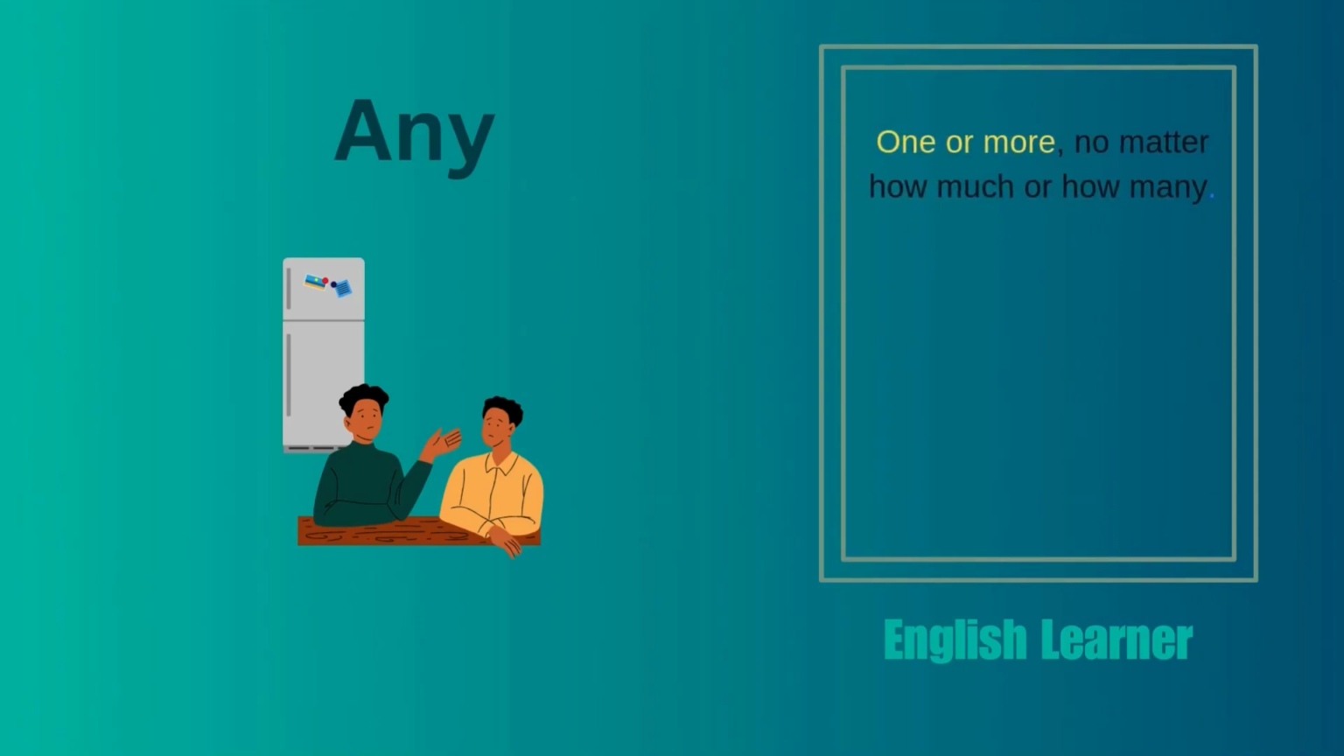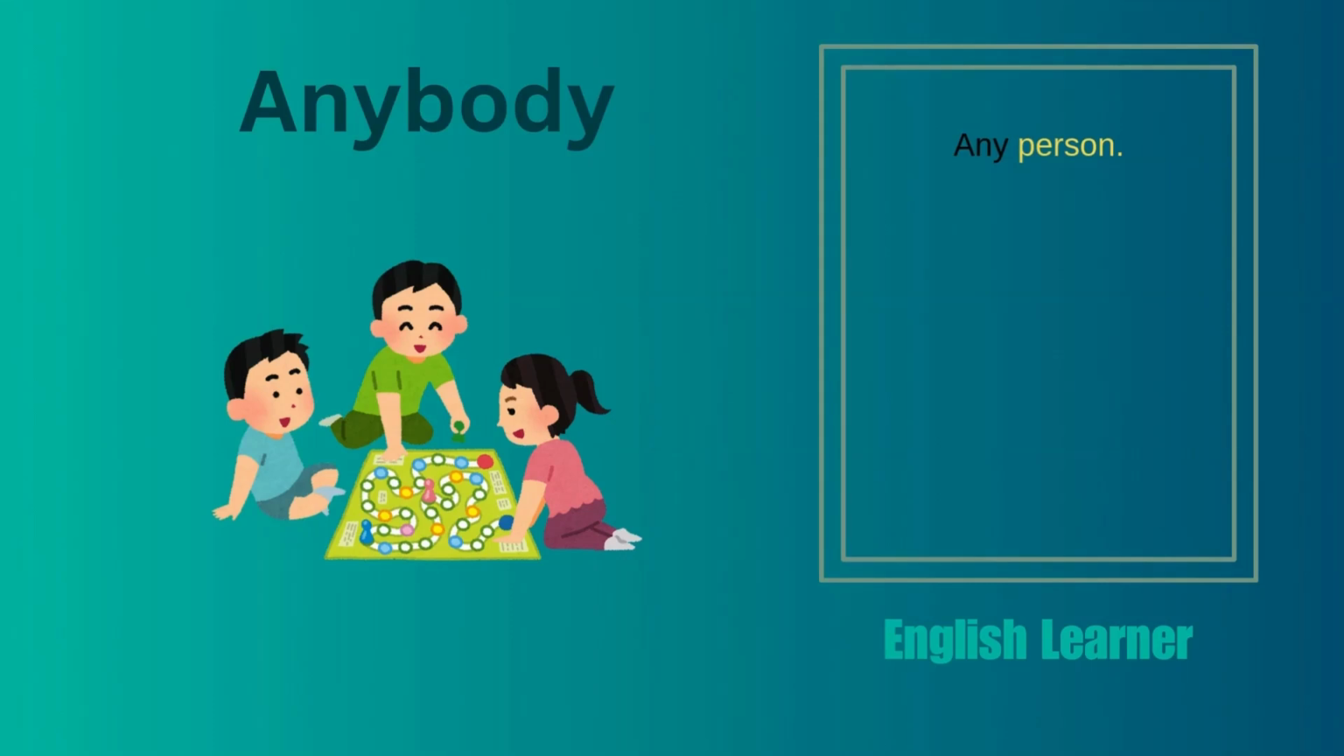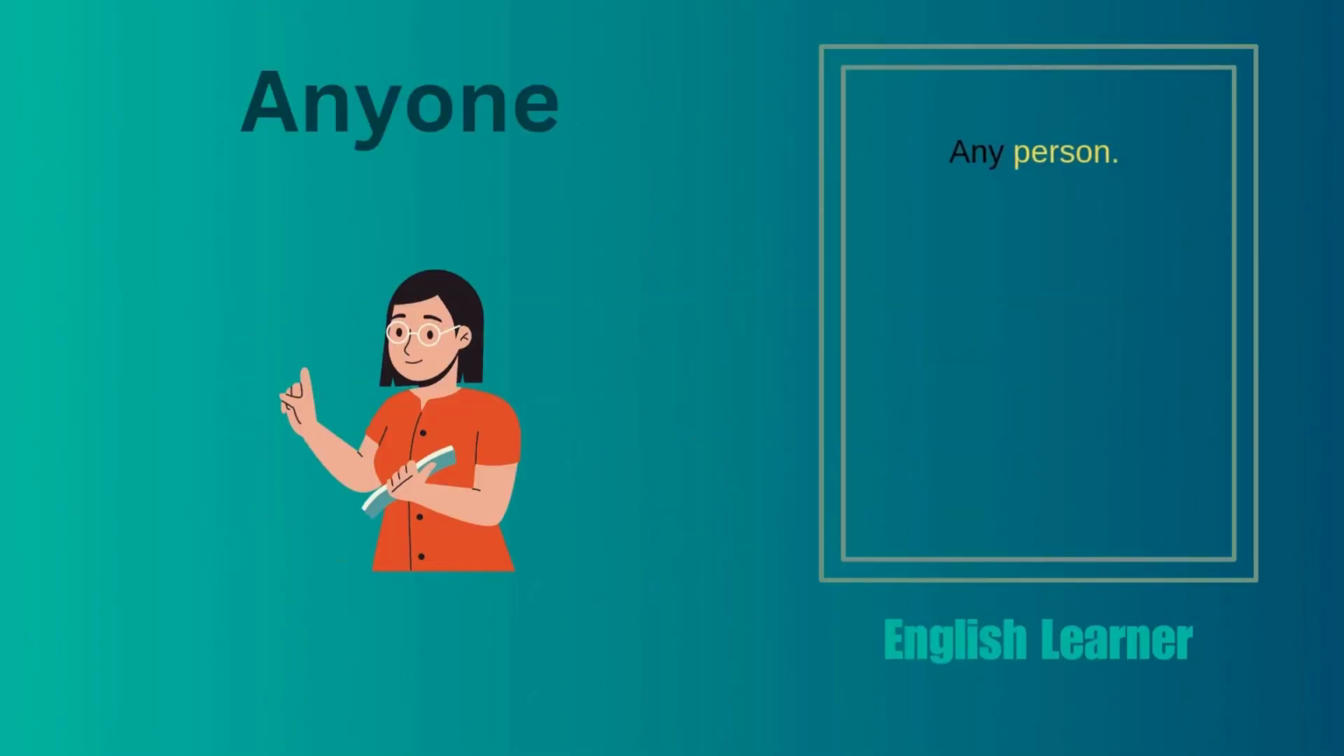Any. One or more, no matter how much or how many. Example. Is there any milk left in the fridge? Anybody. Any person. Example. Anybody can join the game if they want to. Anyone. Any person. Example. Anyone who needs help can ask the teacher.